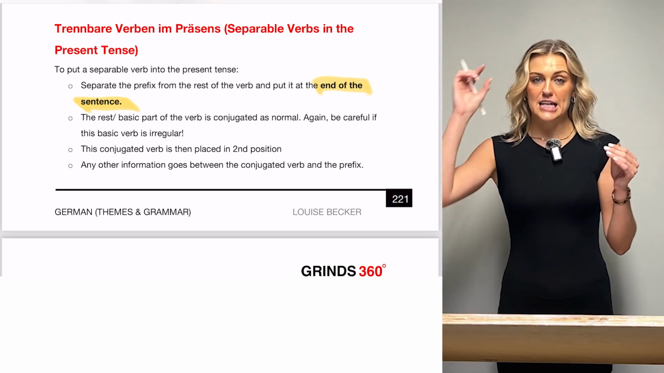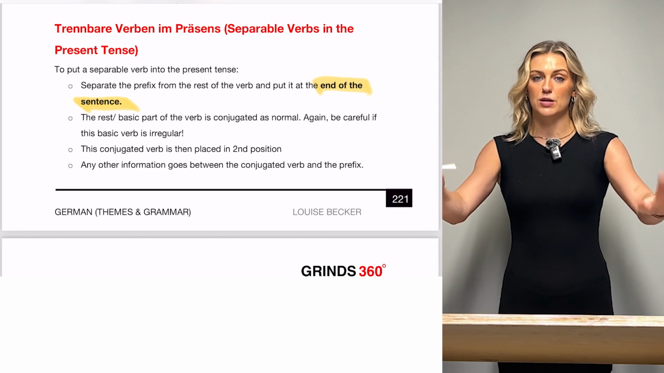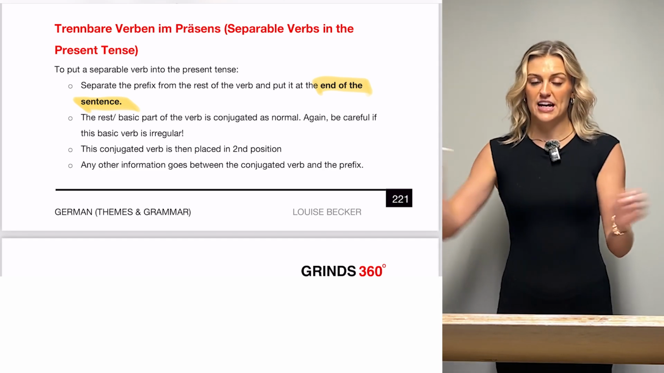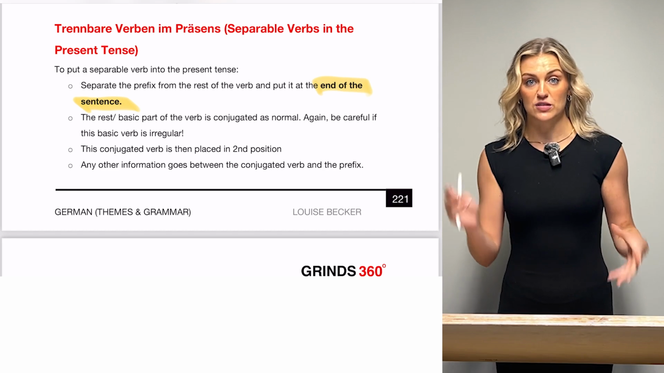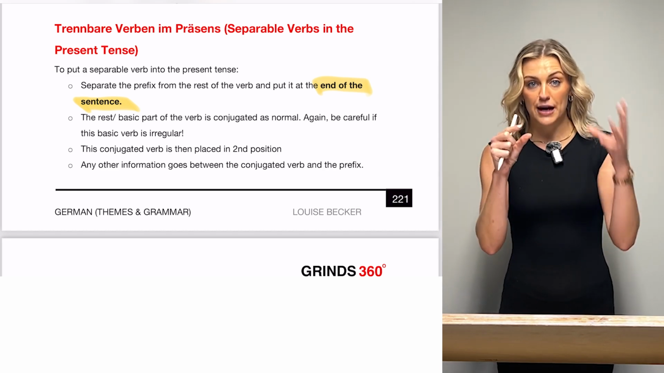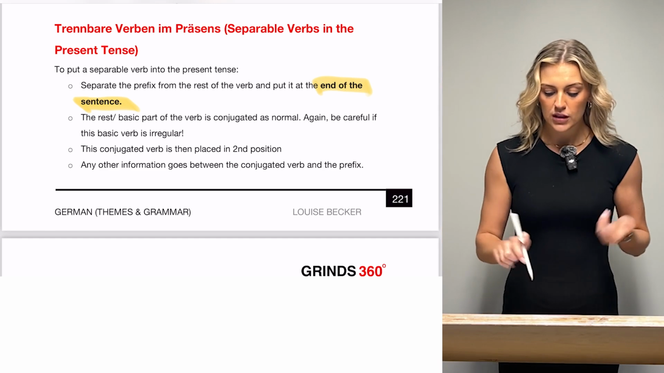We separate it and we go, because that's all we have to do with the prefix, okay? We don't do anything else to the prefix. We separate it, we put it at the end, and that's it. We don't do anything else to it, but don't forget about it, because it's still part of the verb, it's part of the meaning, it needs to be in the sentence, it needs to be at the end, okay?